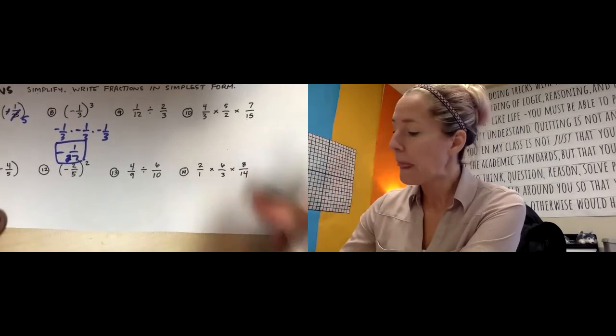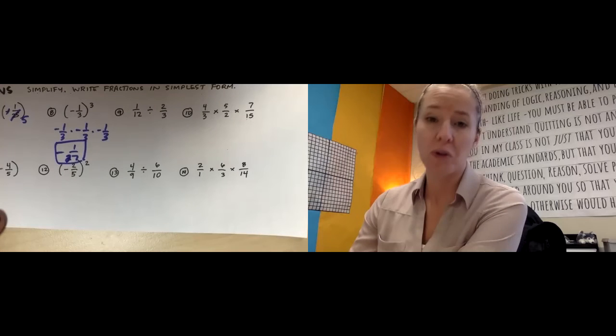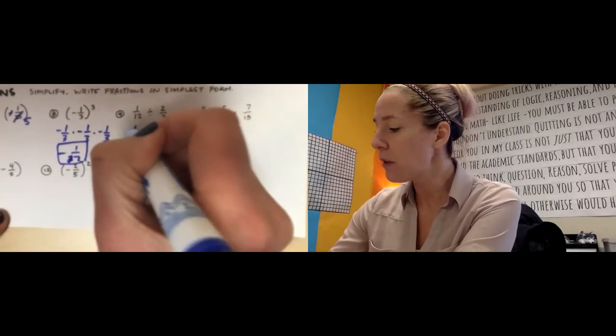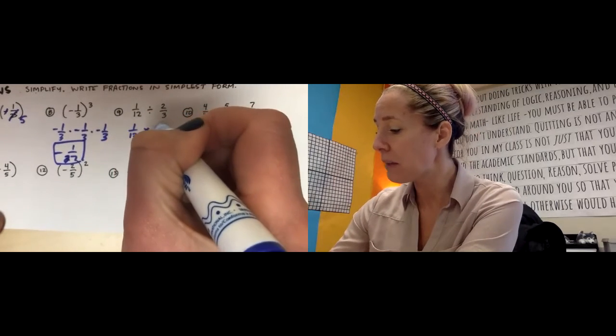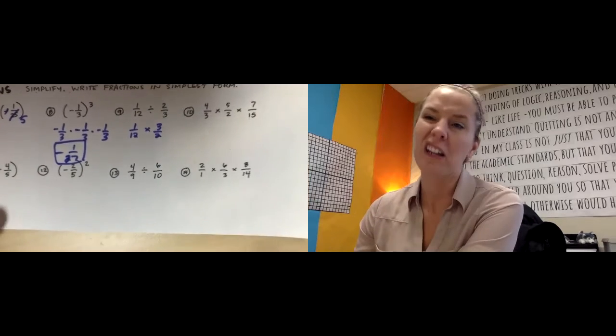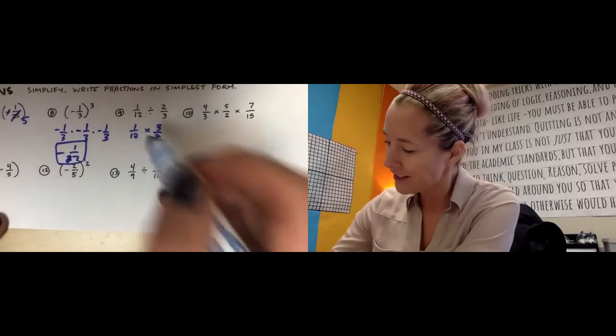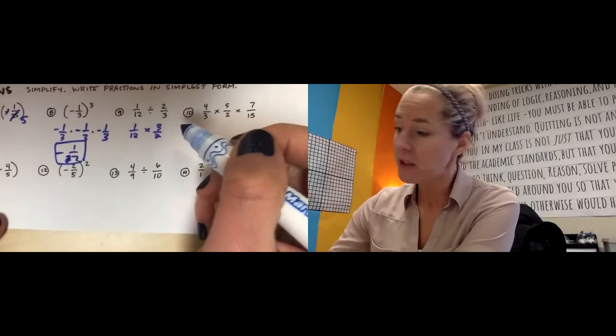The next one, 1/12 divided by 2/3. We never divide with fractions. We always multiply by the reciprocal. So 1/12 stays the same, multiplying by the reciprocal. Keep, switch, flip. Sorry, keep, change, change, keep, switch, flip. I know it's a lot to keep track of. Just do your best.